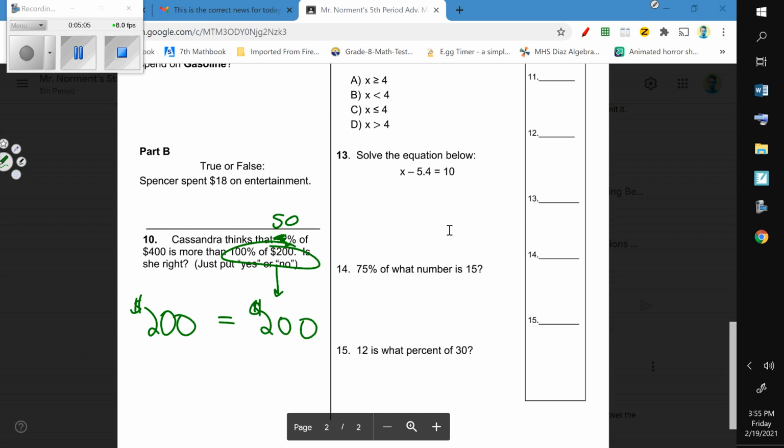So if 50% of 400 is equal to 200, and if 100% is equal to 200, then you would think that 52%, since that's a little bit more than 50, would be a little bit more than $200, and it would be true, which makes her correct, thinking that 52% of 400 is going to be more than 100%. So that's why, yeah, I'm going to stop there before I say too much and make it confusing.